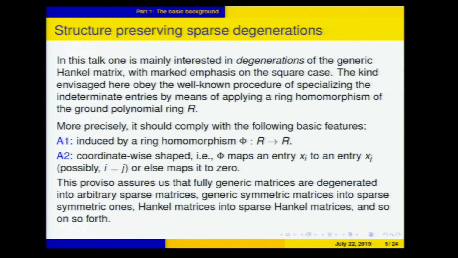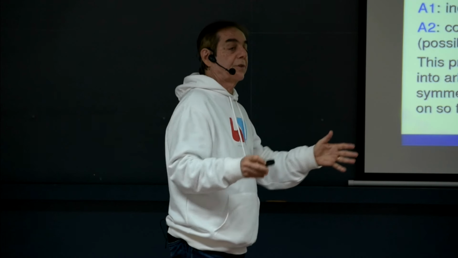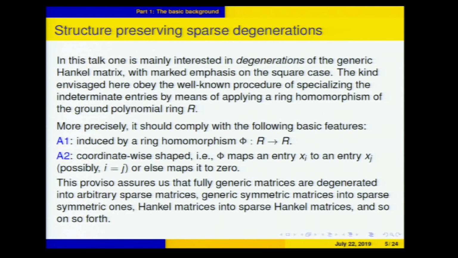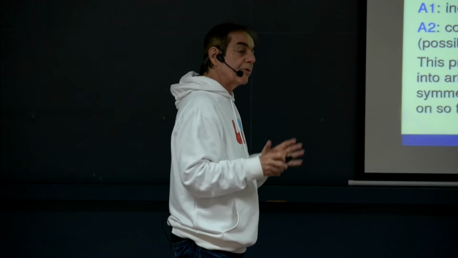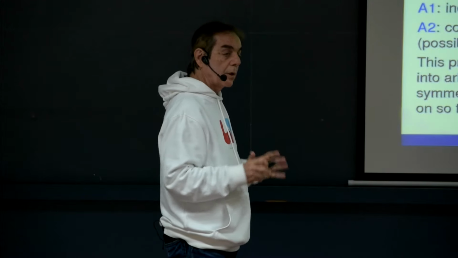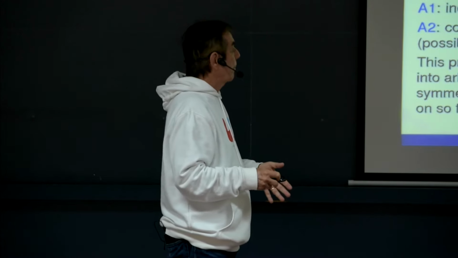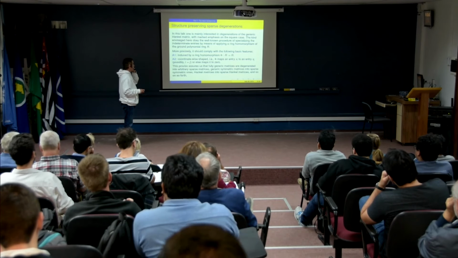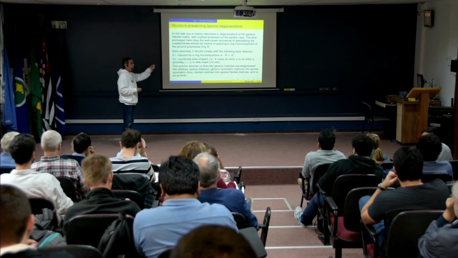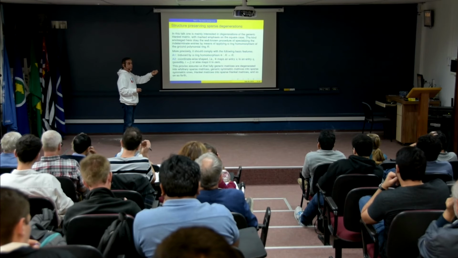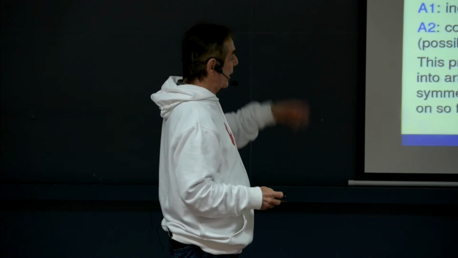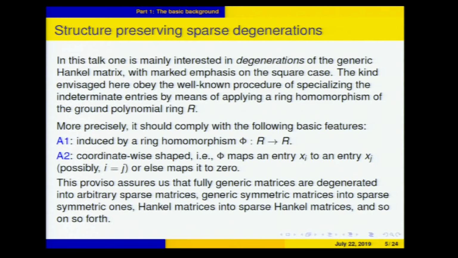This just assures that if you are in a certain class of matrices and you don't want to get out of this class, then this is the right way to do it. Because if you start with symmetric matrices, then the degeneration will be symmetric forever. If you start with Hankel, it will be Hankel forever. But if you don't require this, you can start with a generic one and just put a zero somewhere that has no meaning whatsoever. It doesn't come from a homomorphism. So it could be symmetric and stop being symmetric. So it's a way to keep inside the class of matrices that you are studying.